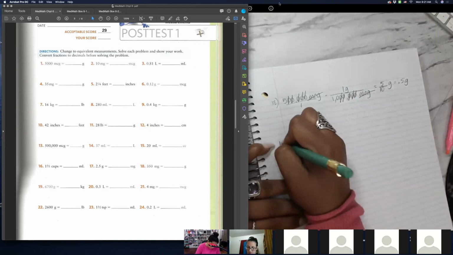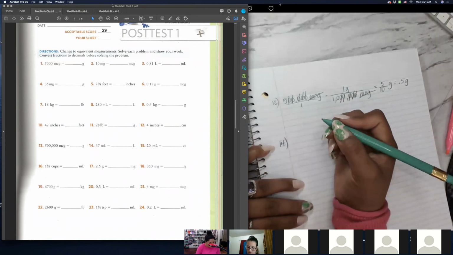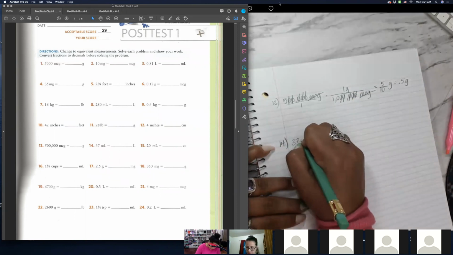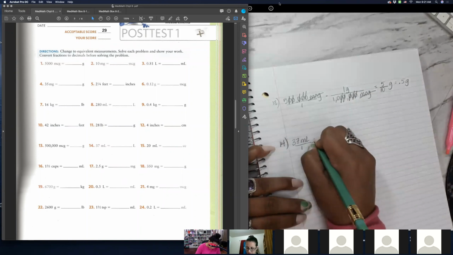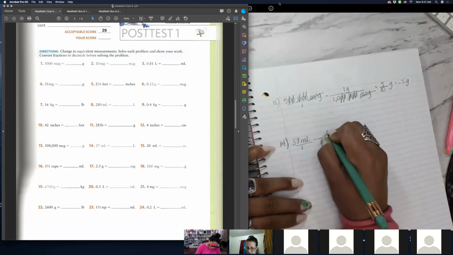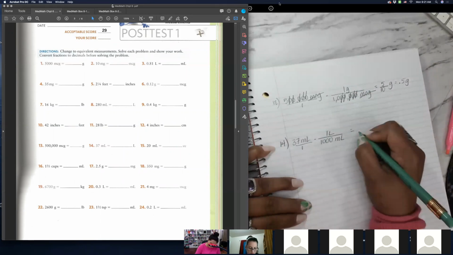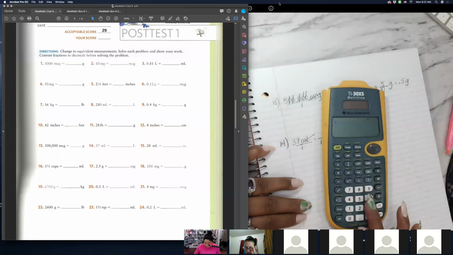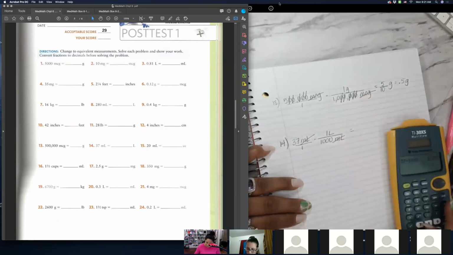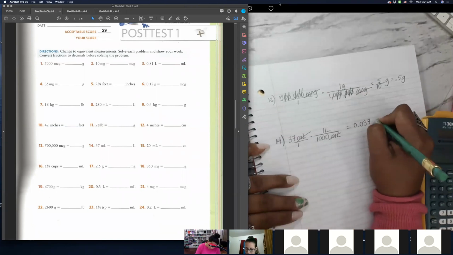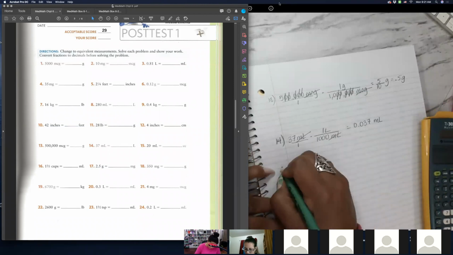All right, 14. We are going to convert 37 milliliters to liters. And there's 1,000 milliliters to 1 liter. Our units of milliliters cancel. And then we just type it into our calculator. 37 divided by 1,000. And that's going to be 0.037 liters.